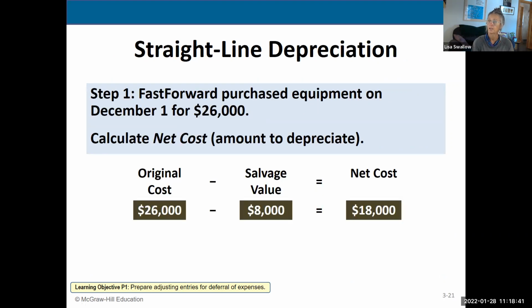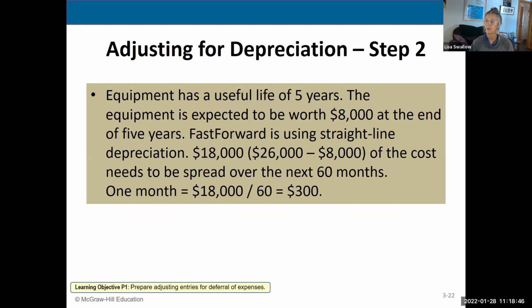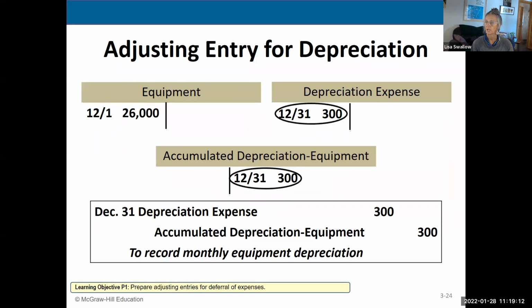Okay. So 26 minus 8, my numerator is 18,000. And then my denominator, so if I only make an adjusting entry once a year, I divide by 5 years. But in this case, I'm making AJEs every month. So please make a note of that. You have to convert this to months if you're making monthly AJEs. So it's $300 a month. What do I debit and what do I credit?